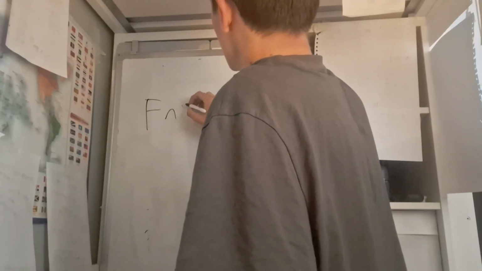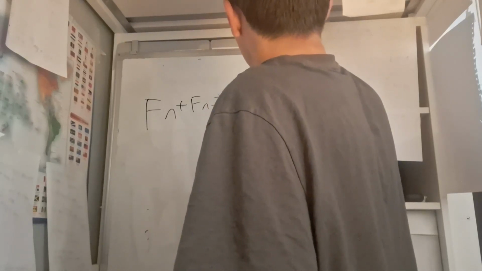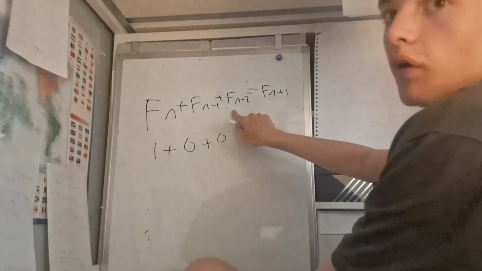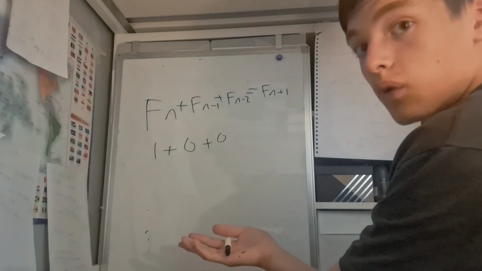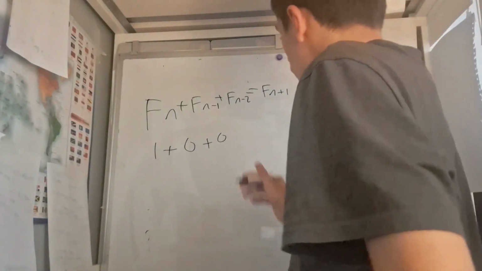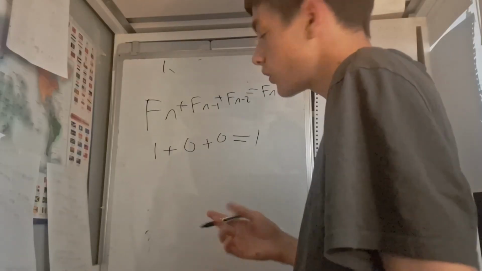Fibonacci sequence. This we'll just write as f of n plus f of n minus 1 plus f of n minus 2 is equal to f of n plus 1. So remember, the original value always starts 1 plus 0 plus 0. Now we do not assume this is minus 2. If you go even further back than 0, maybe it's a negative number, but we don't assume that, we just assume it's still a 0. Okay, so which is equal to 1. So the first number will always be 1 in the Fibonacci family sequence.